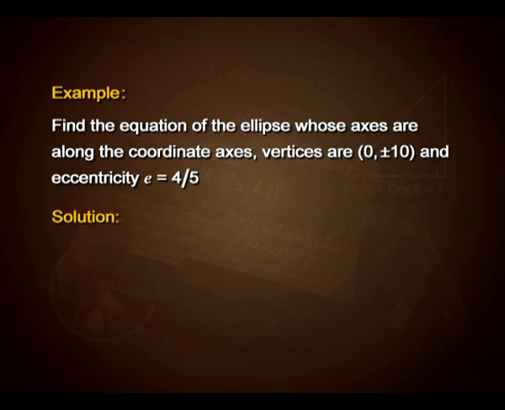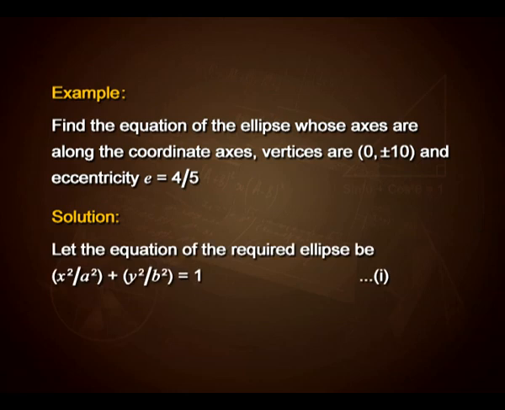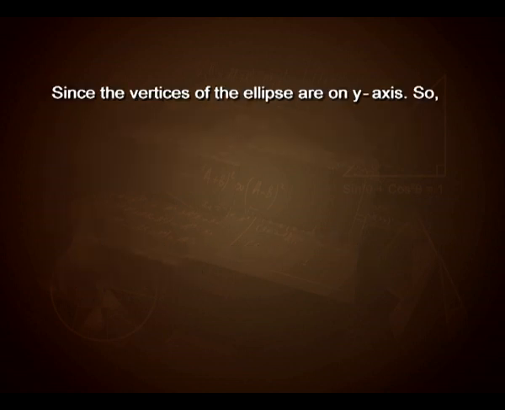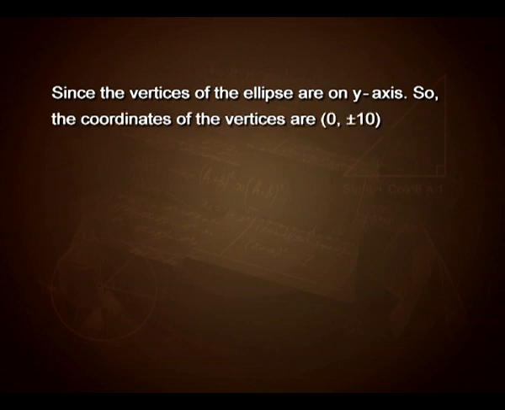Look into the solution here. Let the equation of the required ellipse be x square upon a square plus y square upon b square is equal to 1. Take this as equation number 1. Since the vertices of the ellipse are on the y axis, the coordinates of vertices are 0, plus or minus 10. Therefore, b is equal to 10.